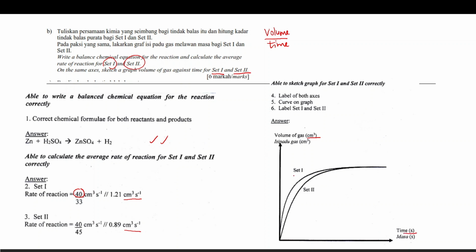Then we know that Z1 has a higher rate of reaction than Z2, right? So Z1 and Z2 must be labeled correctly. So it is a curve. Then their number of moles are the same, so the volume of gas collected will be the same.